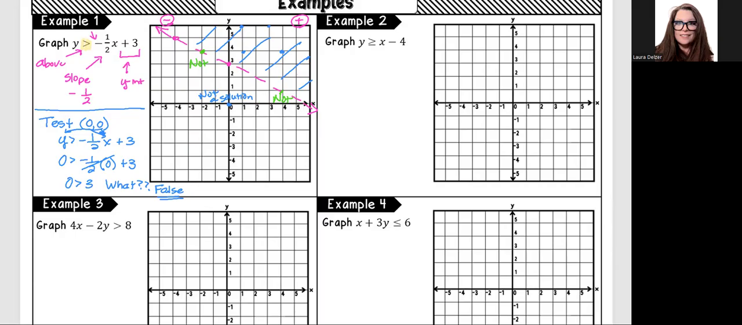Let's go graph this next line. And so fortunately, here it again is in slope-intercept. This is my y-intercept. So it's -4. I'm just going to go down here, boom, put a point in.